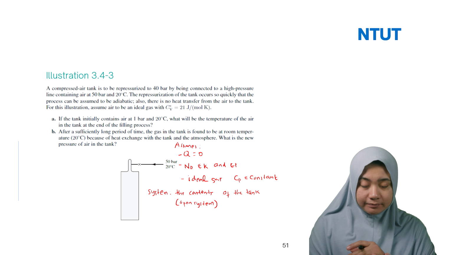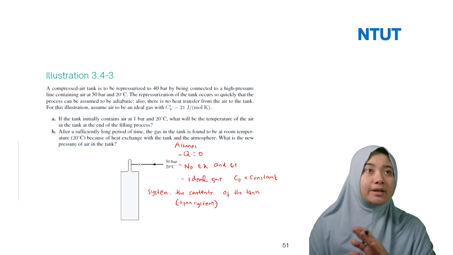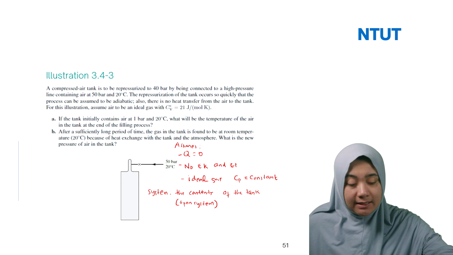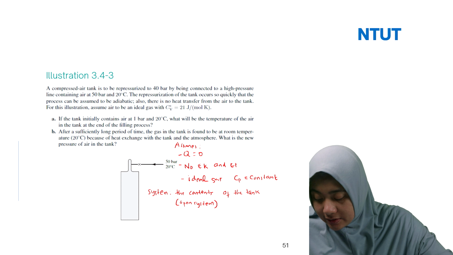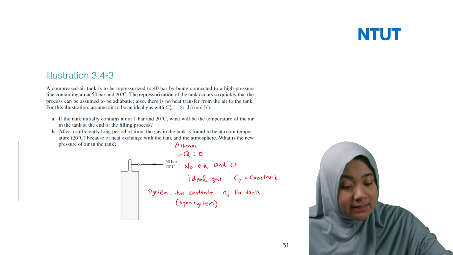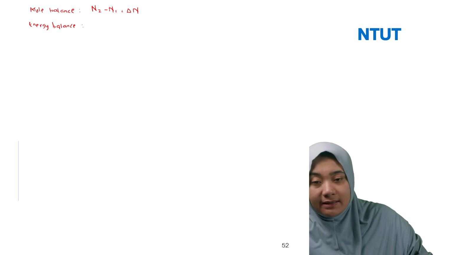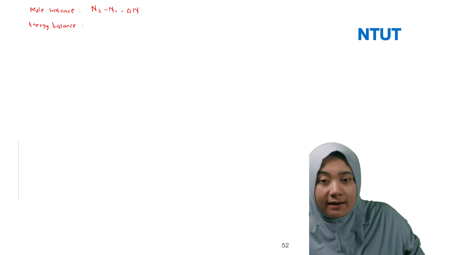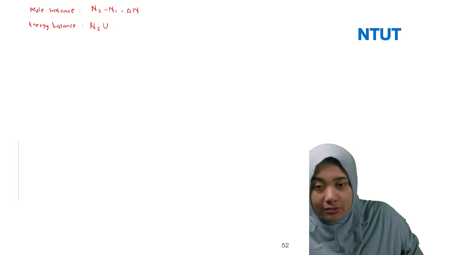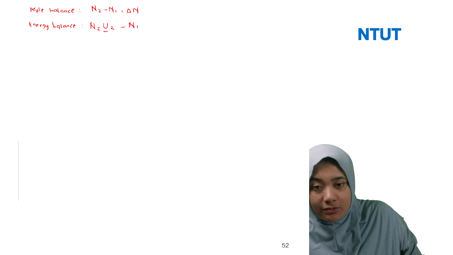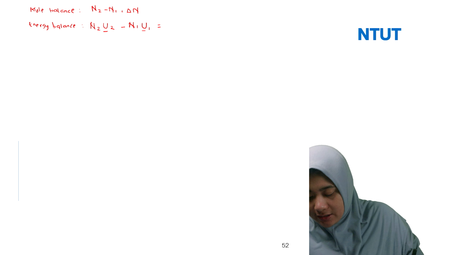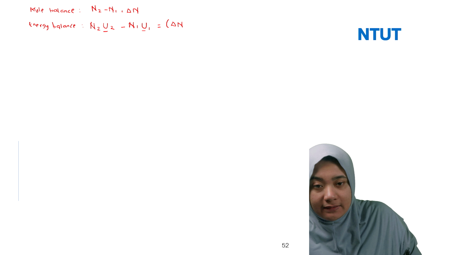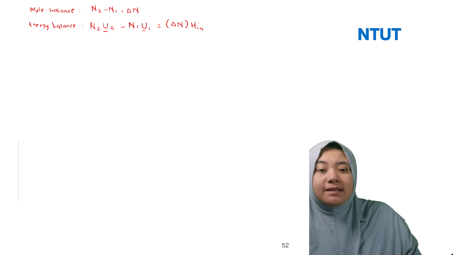And then we can look at dV/dt, and whether it is a steady state process or not. You can assume it depending on your system, but here it is an open system. I can simplify my equation because we don't have the kinetic and potential energy. So it means we have N2 U2 minus N1 U1 equal to Q. Q is equal to 0. So it only has delta N multiplied by H in, right?